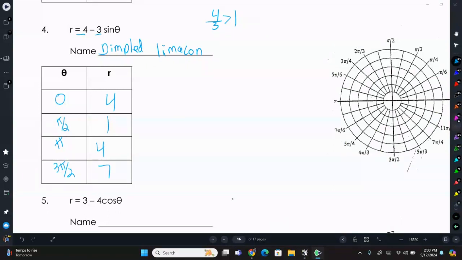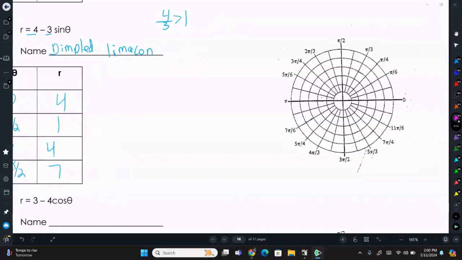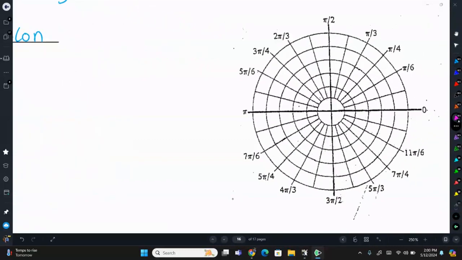All right, so let's plot these points. 0, 4: 1, 2, 3, 4. Pi over 2, comma, 1. Pi, comma, 4: 1, 2, 3, 4. And then at 3 pi over 2, we go down 7: 1, 2, 3, 4, 5, 6, 7.